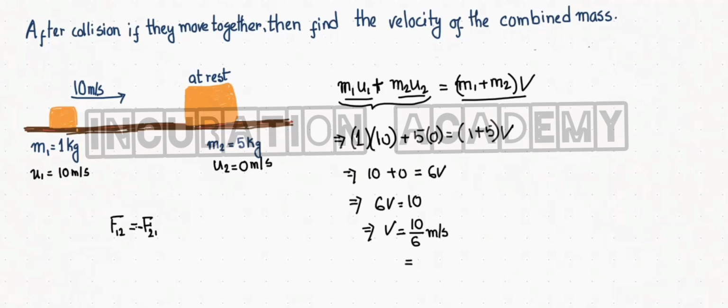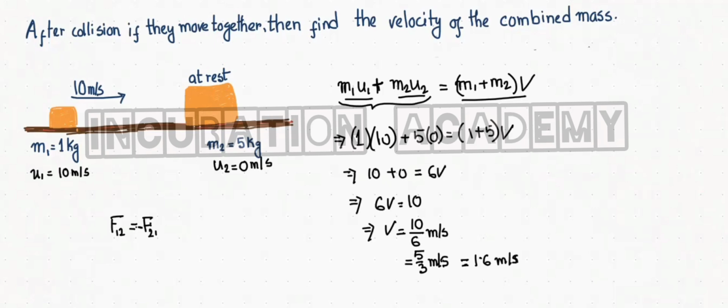If I reduce this by 2, both the numerator and the denominator, it becomes 5 divided by 3 meters per second. You can convert 5 by 3 into decimal: 3 into 1 is 3, 2 remains, so about 1.6 meters per second.